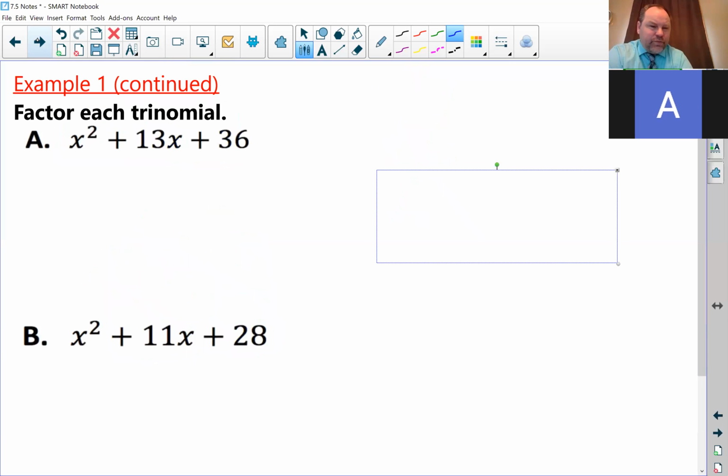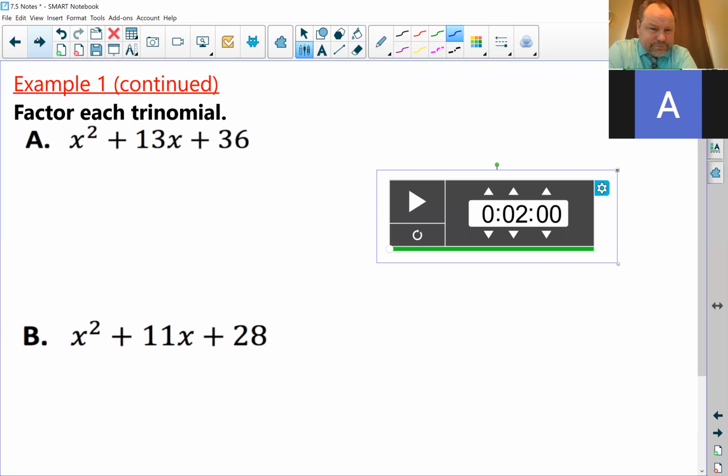All right, a couple for you to try on your own. So remember, we want to multiply to the last number. We want to add to the middle number. I'll give you a couple minutes, and then we'll take a look at solutions for those two.